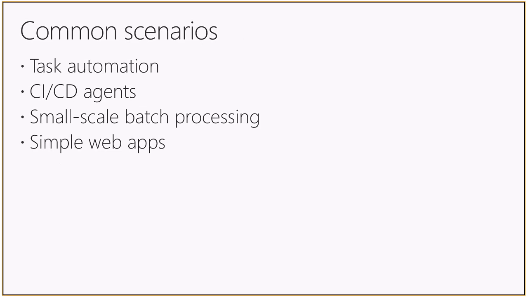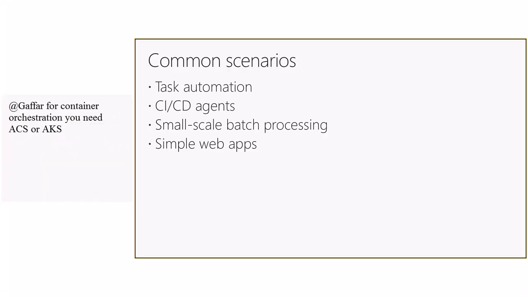Then you have small-scale batch processing. Let's say you have a small batch processing task that you need to process on demand. Just remember, for batch processing, the core service that is recommended is Azure Batch, but if it's a small-scale batch processing task, Azure Container Instances may be a good fit.